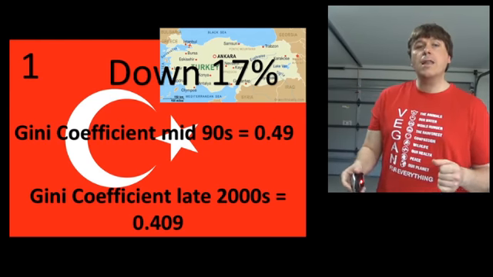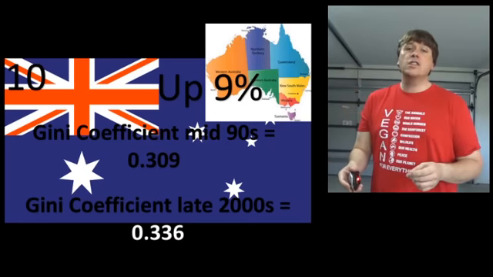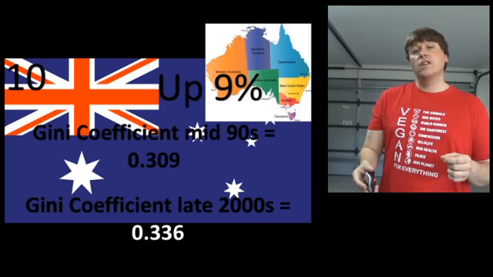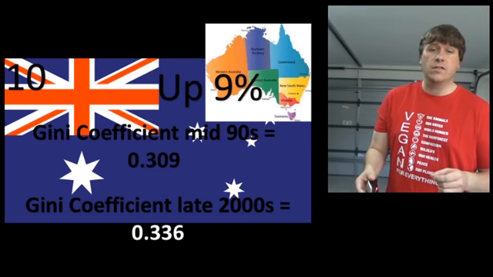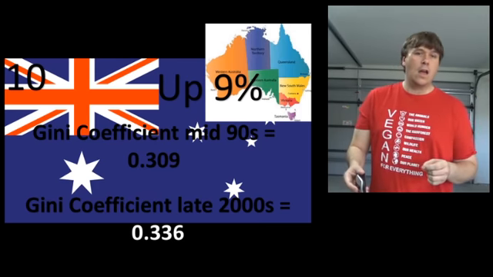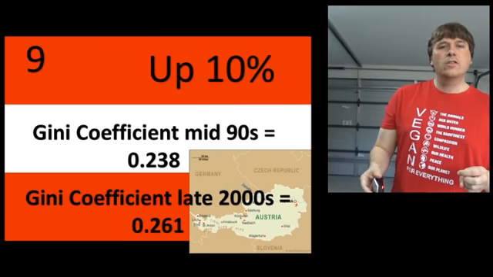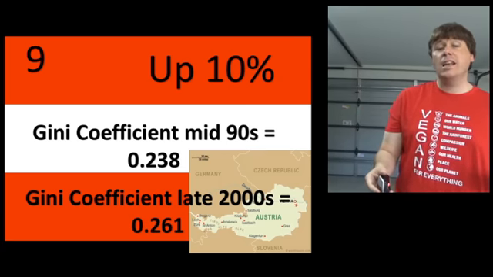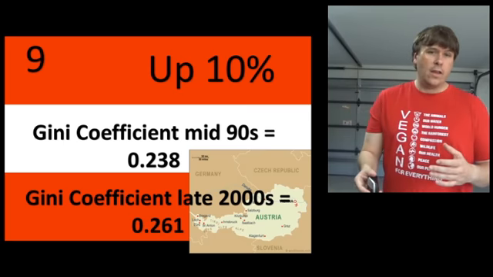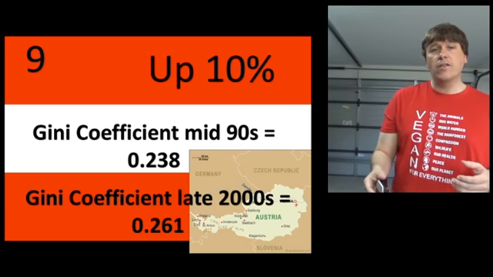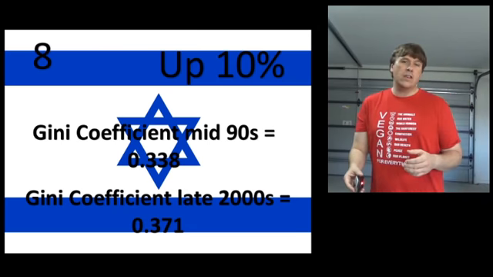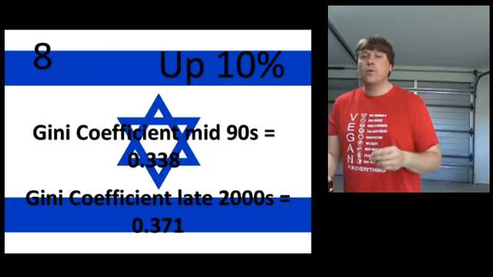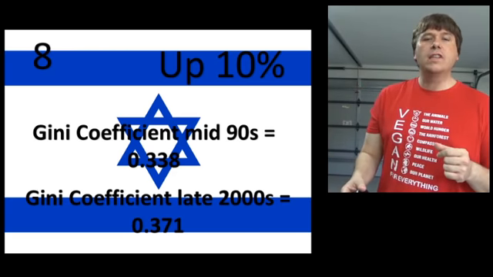We'll start off at number 10 with Australia. The Gini coefficient is up 9%, increased from 0.309 to 0.336 in the late 2000s. At number 9, we have Austria. It started off very low at 0.238 in the mid-90s, and it's still fairly low at 0.261 in the late 2000s. That's a jump of 10%. At number 8 we have Israel. The Gini coefficient has gone up from 0.338 to 0.371, and that's a jump of 10%.